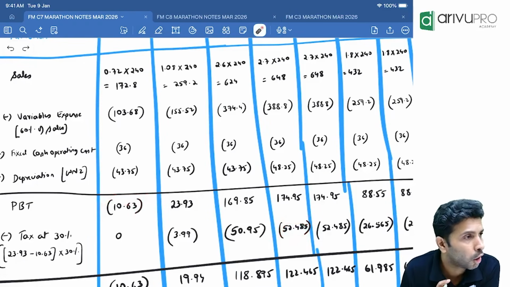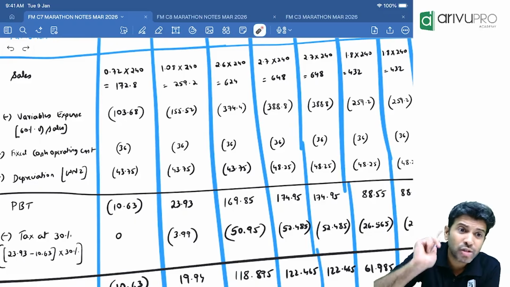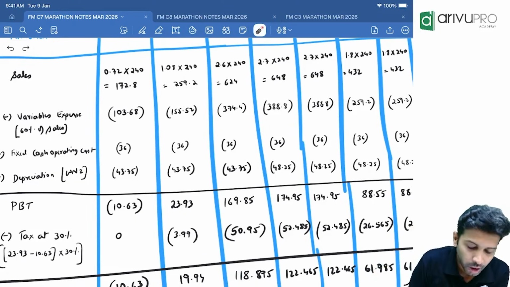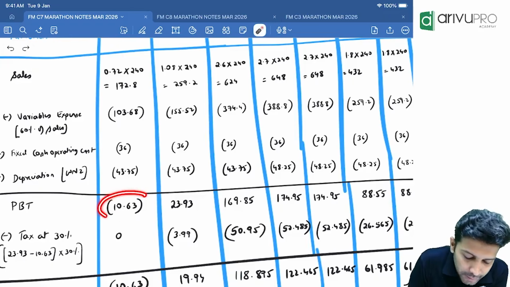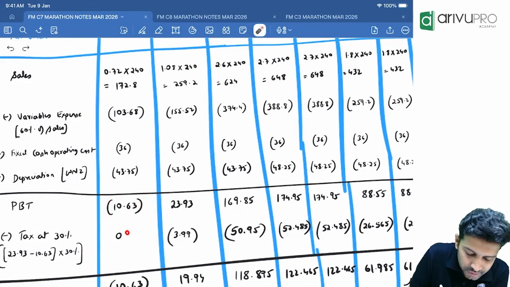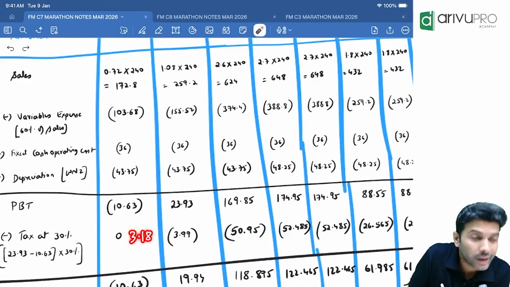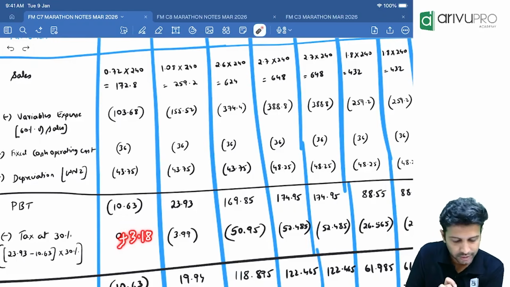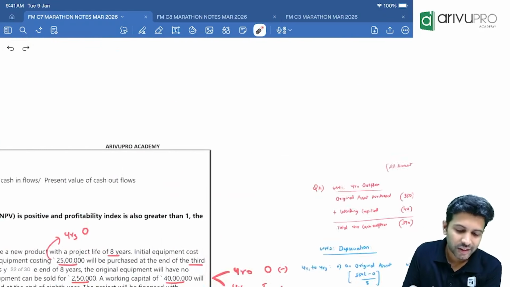In the same way, here it's a loss. Ideally, your mind or heart is saying what? On loss, we get tax benefit. Benefit means negative or positive? How will you calculate? 30% of 10.63. How much is that? 3.18. Should this be a negative or positive number? Positive number. Yes, sir. That's what your suggestion is. Correct only. But one sentence they've used in the problem.